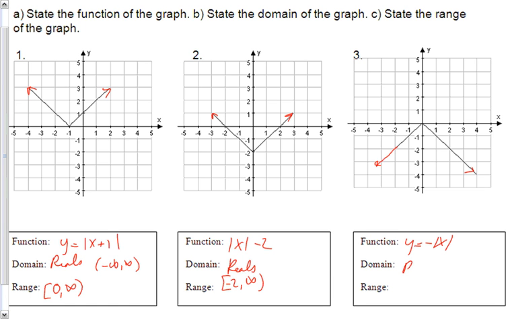The domain is still the reals. You can still plug in anything to this. But the range now is negative infinity to 0. It goes low and goes all the way to 0. It's always less than or equal to 0. Notice how that did something to the graph. What did it do? It flipped it. It flipped it over the x-axis. And that's important to take a look at.